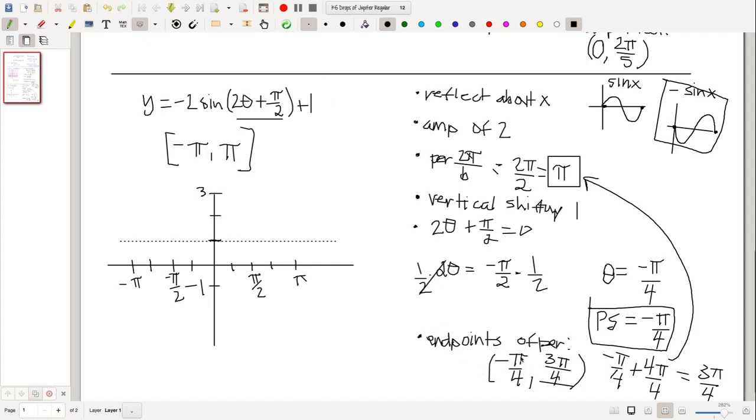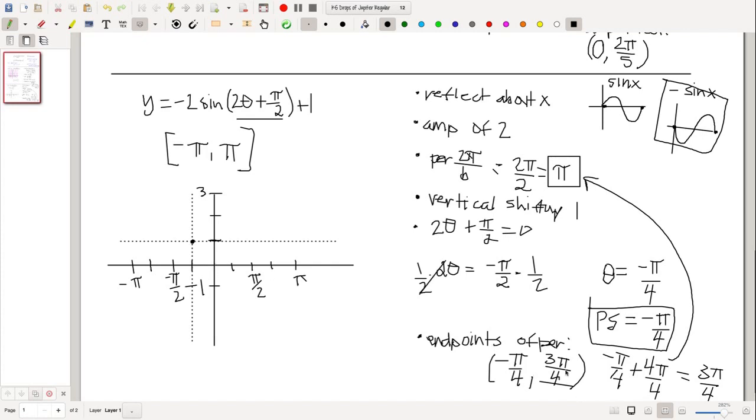Remember, your period is going to start right here at negative pi over 4. So negative pi over 4 is right here. My period is going to start there. Basically, guys, this is your new origin. That right there is going to be our new origin. Okay? We've shifted back pi over 4, up 1. Back pi over 4, up 1. So there's your new origin.